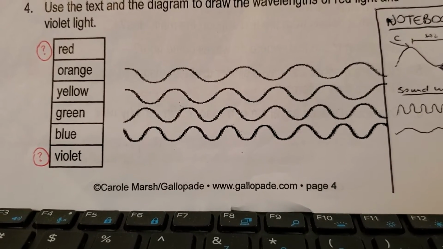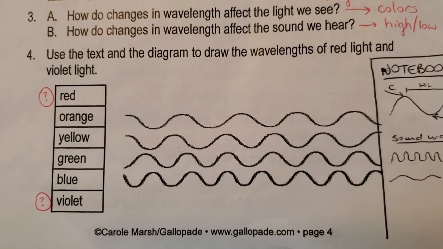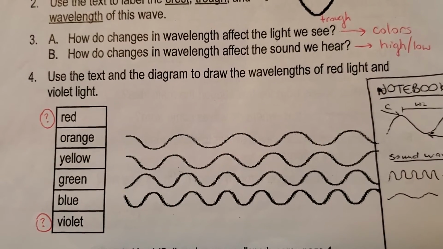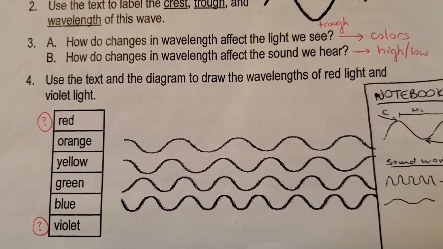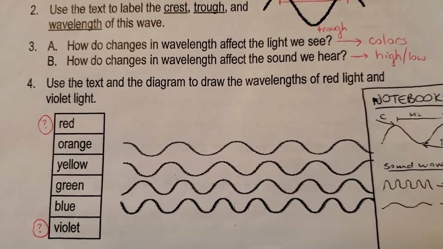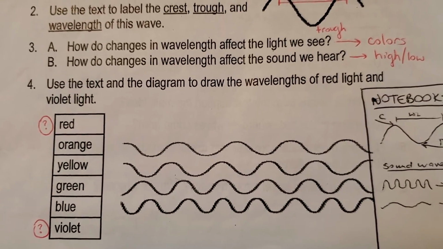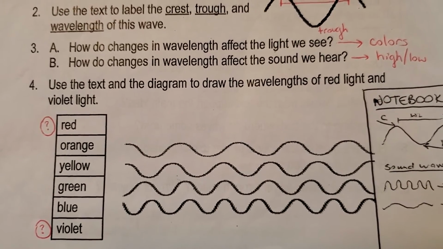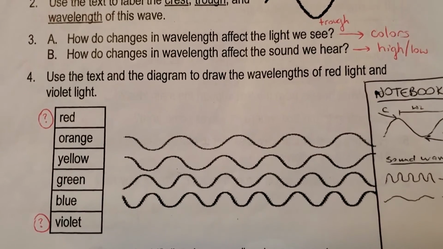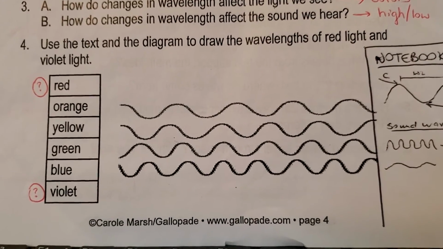Short, short, short. What do you think that means about the first one up here, red? How long do you think a red wavelength should be? If you said it should be longer than orange, you got that one right. Red wavelength is longer. In fact, it's the longest one on the diagram. And violet should be the shortest.